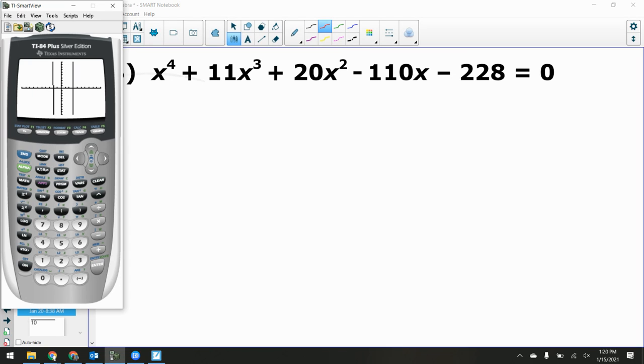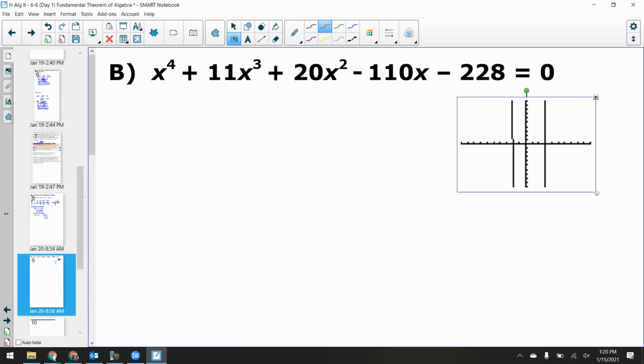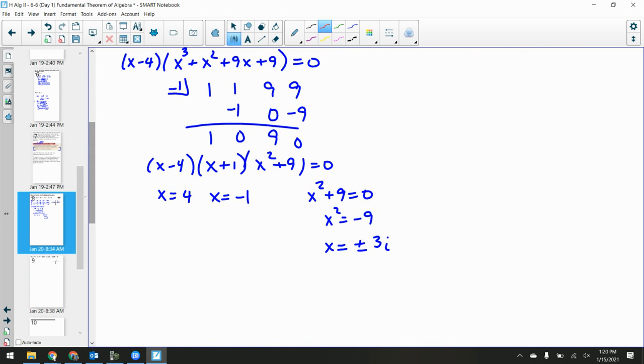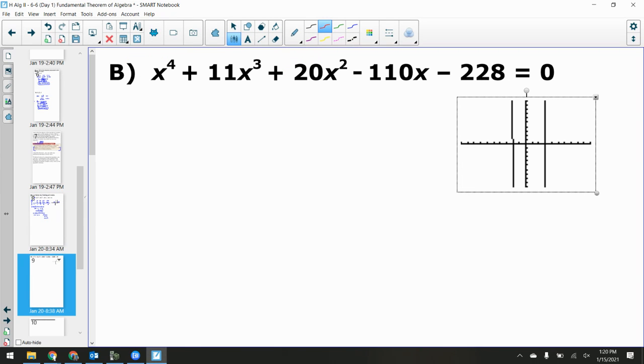All right, here we go. Again, how many zeros should I have in the end? 4. Okay, I should see 4 zeros. And I guess I didn't even say it. Did we see all 4 here in the last problem? 1, 2, 3, 4. Yes. Right? The plus and the minus. Positive 3i, negative 3i. So I got a little distracted.